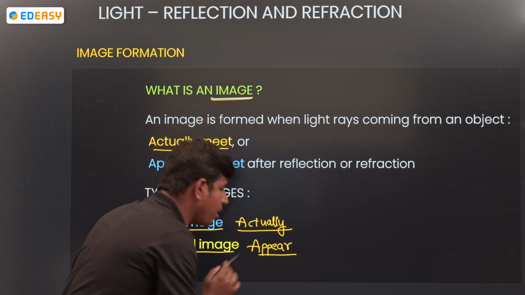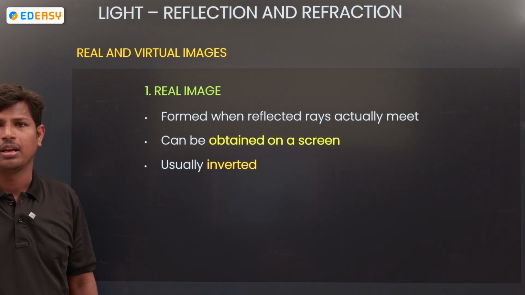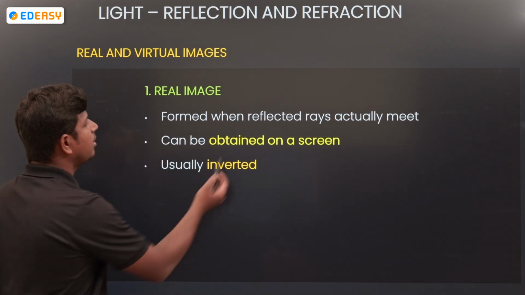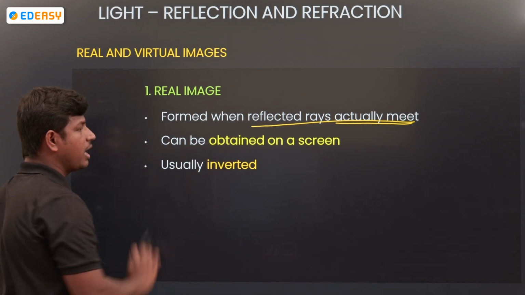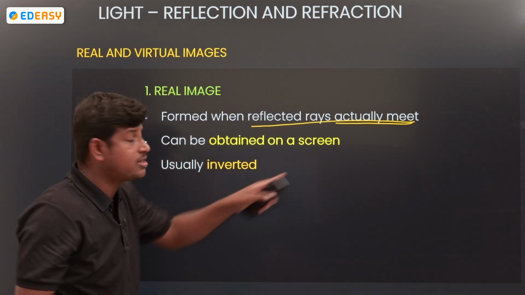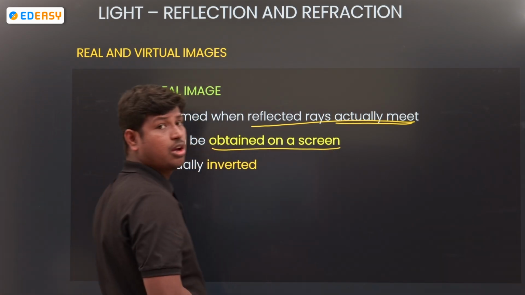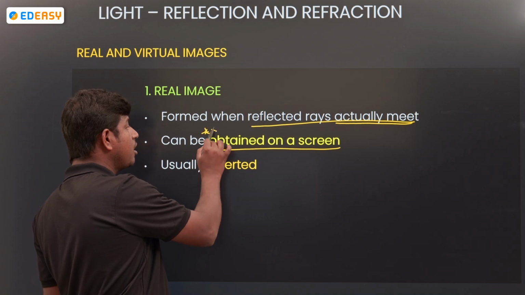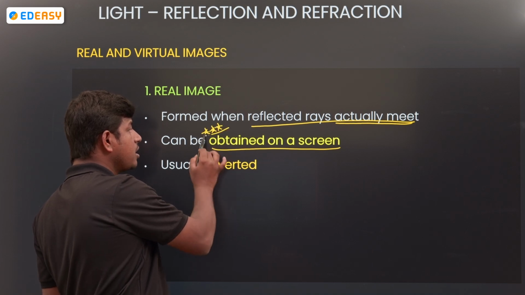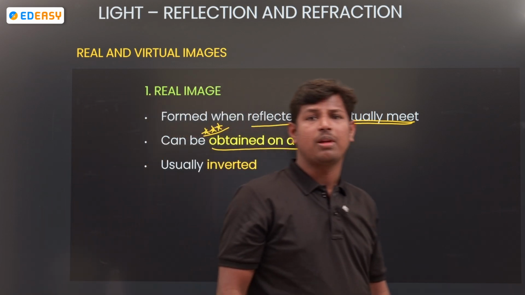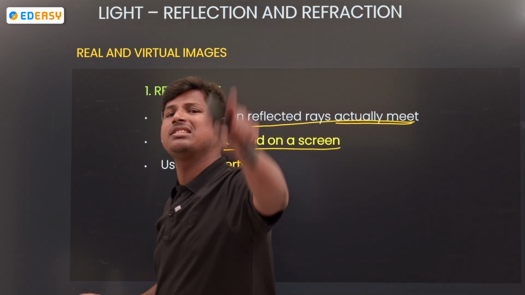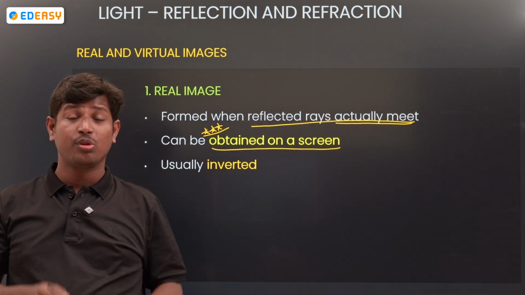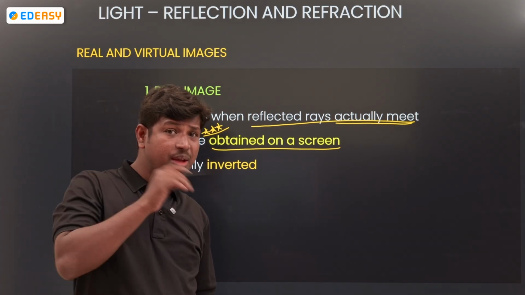Appear to meet at a point, it is a virtual image. Next, real image: when reflected rays actually meet. Where does it take place? On the screen. Suppose if you stand at any place and your image is captured on the screen, then that image is real. If you stand in front of the mirror, is the image captured?